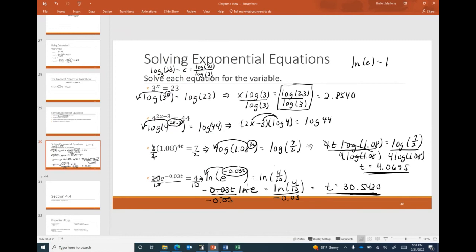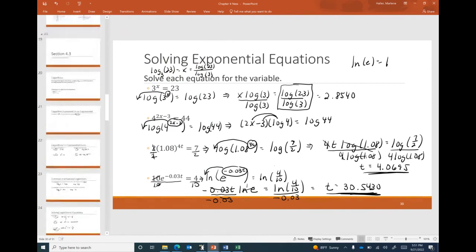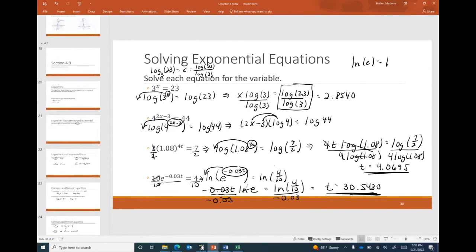Okay, well, that ends the lecture on section 4.3, logarithmic functions.